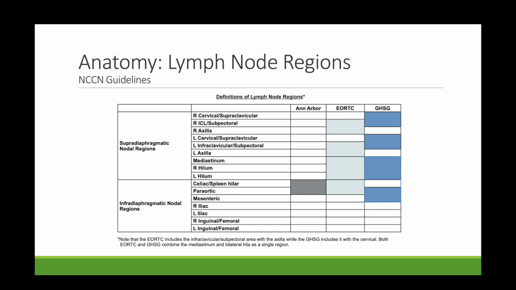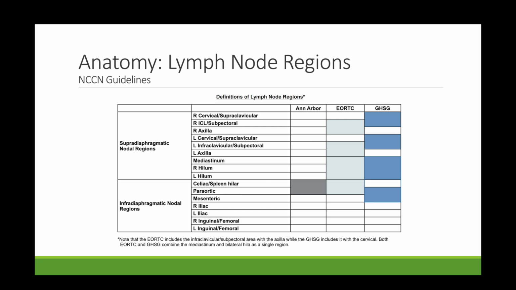The other big difference is that Ann Arbor separates out the mediastinal versus the right hilar versus the left hilar nodes. EORTC and German both group the mediastinum and both of the hila together. So that is just considered one nodal region for purposes of EORTC and German Hodgkin's risk stratification.